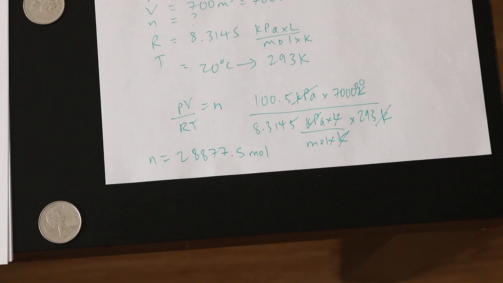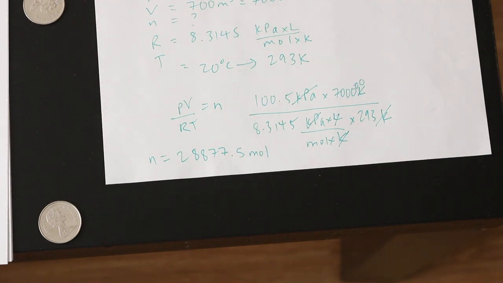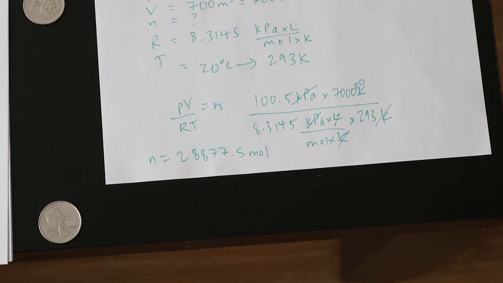Okay, if you were given your pressure in atmospheres instead of kilopascals, you can either do a conversion or you can use the R equals 0.0821.